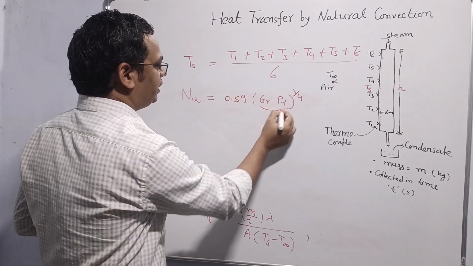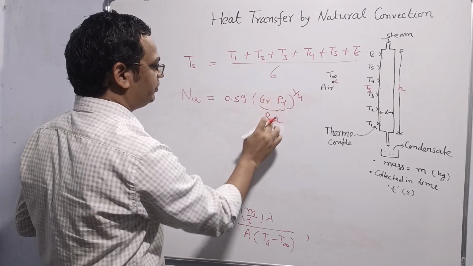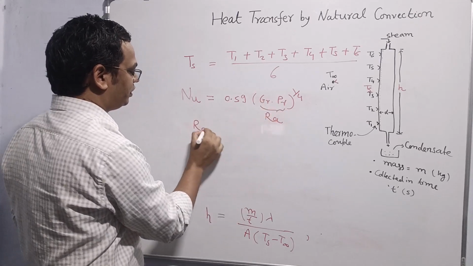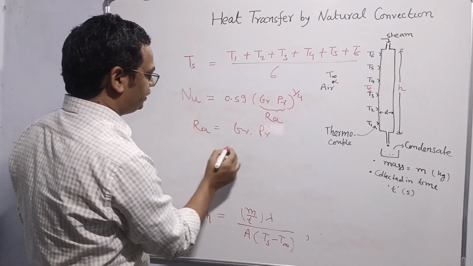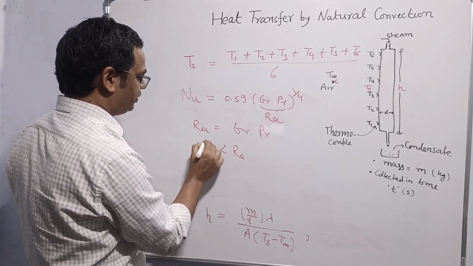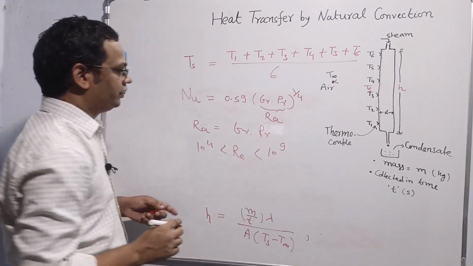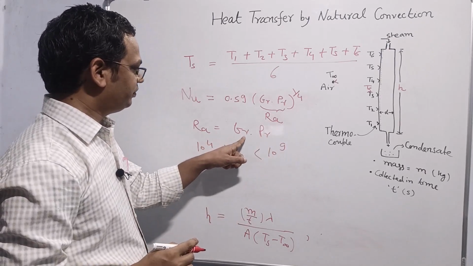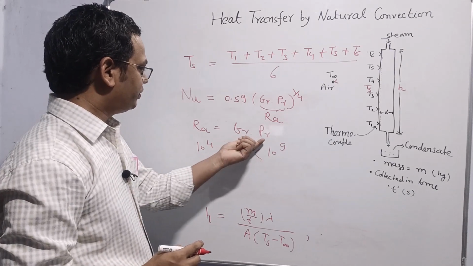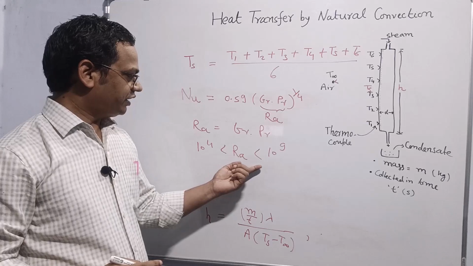This is known as the Rayleigh number. The product of Grashof number and Prandtl number is known as Rayleigh number. And this correlation is applicable when Rayleigh number is between 10 to the power 4 to 10 to the power 9. So first we need to calculate Grashof number, Prandtl number, and then the product of these two should be in this range. This range is applicable for laminar flow.